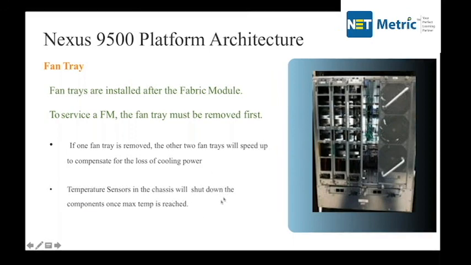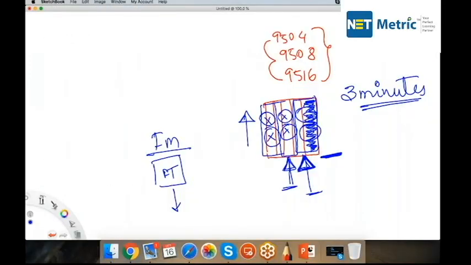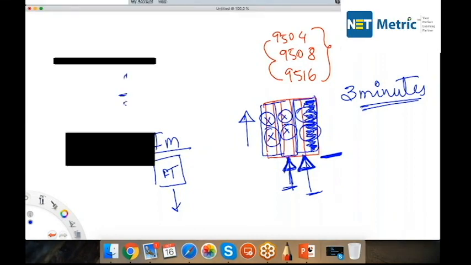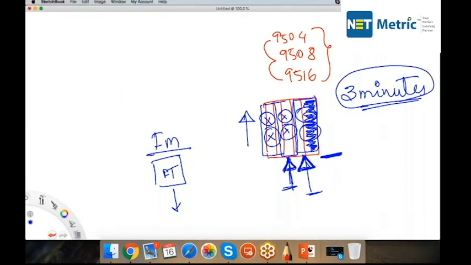All right, so of course there are temperature sensors as well, and if you have removed both of these fan trays, all the components will eventually shut down automatically. So in order to avoid this continuous reload every 3 minutes, please do not remove multiple fan trays at the same point of time. Remove one, get it serviced, fix it back, remove the other one later.